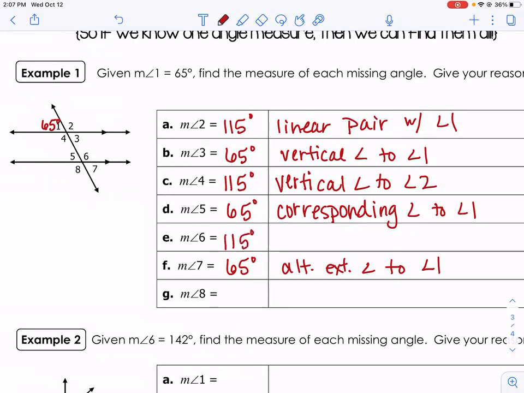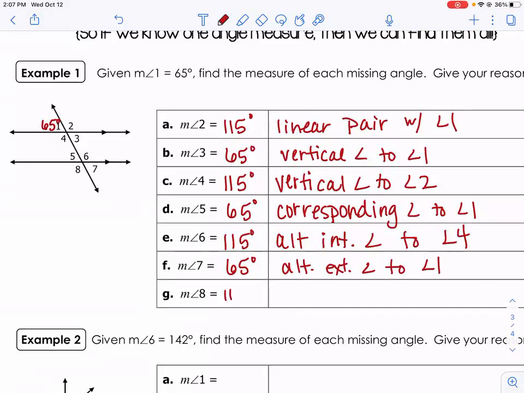Okay, what's a reason that we would know that? So it's an alternate interior angle to angle 4. You could also say that it is corresponding with 2. You could also say that it is a linear pair with 5. Oh my goodness. Do you see how all of this is going to fit together?